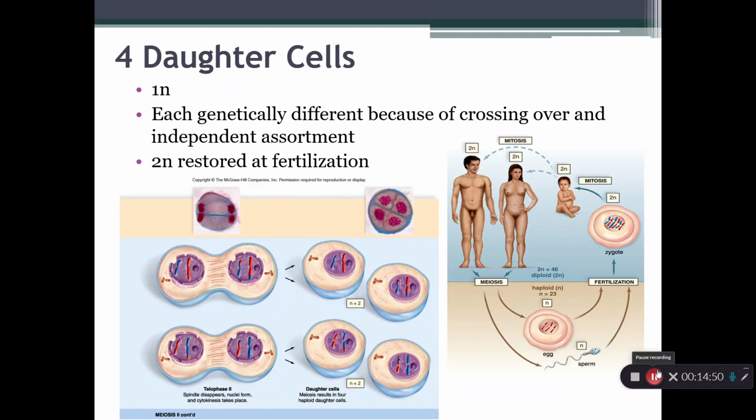So you've made 4 haploid different cells. Now, when the sperm and the egg go together, the diploid is restored. Sometimes books will use 2N to represent diploid, but this has made 4. That one N means haploid. There we go. 4 haploid cells that are all different.